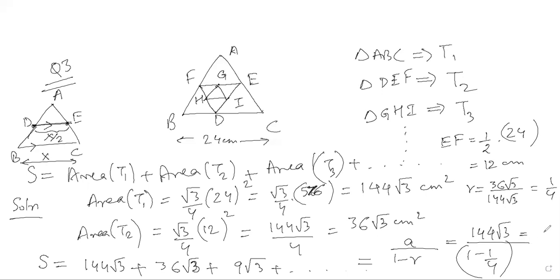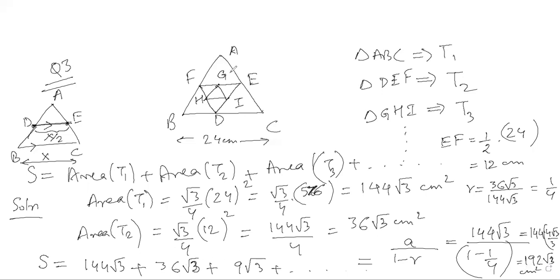So this becomes 144 into 4 by 3, which is 144 into 4 root 3 by 3. Now if we solve this expression, we get 3 4s are 12, and then 2 and 4, 3 8s are 24. So 48. 48 multiplied by 4: double of 48 is 96 and double of 96 is 192. So we get the answer as 192 root 3 square centimeter.